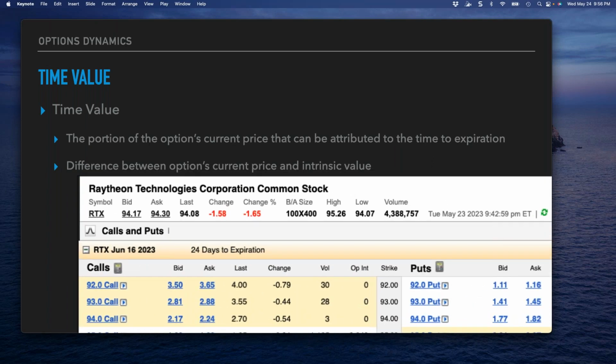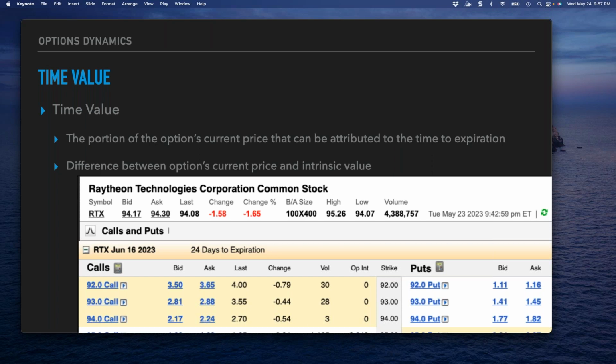Now, if we consider the $94 strike price call in our chain for RTX, which is in the money by only 8 cents, against this $2.17 bid price, the implication is that this call option has $2.09 of time value. On the other hand, the $94 strike price call has $1.08 of intrinsic value against its $2.81 bid price. Excuse me, the $94 strike price call has $1.73 of time value, which is less than the 95 strike price call that expires on the same day.